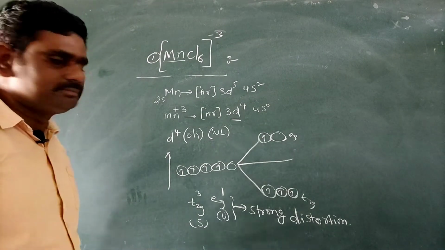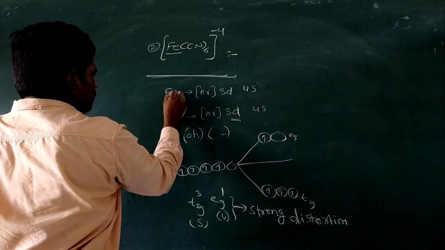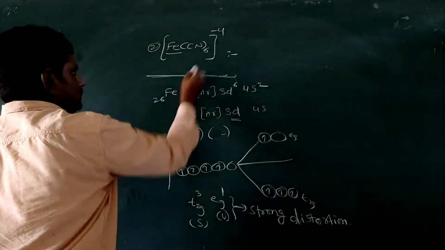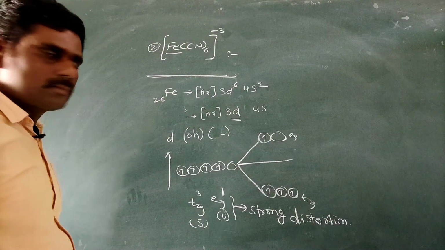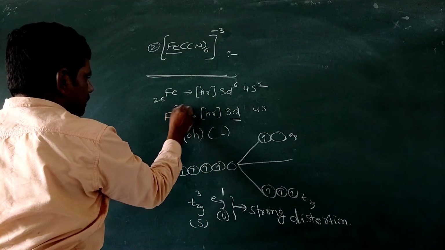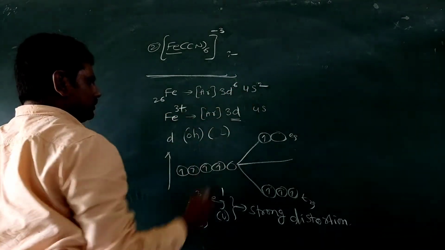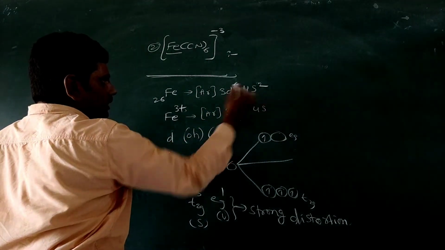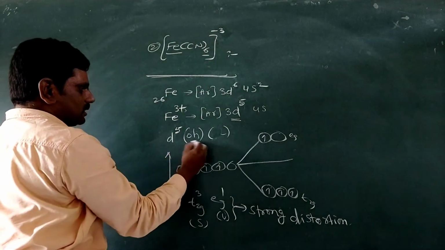Next, another example. See, in this complex the central metal ion is iron, atomic number 26, 3d6 4s2. What is the oxidation state? This is the ferricyanide one, so the oxidation state is 6 minus 3, Fe3 plus. So 2 electrons are removed from 4s and 1 electron from the d orbital. How many electrons are there in the d orbital? 5. So it is a d5 system, coordination number 6, octahedral complex.